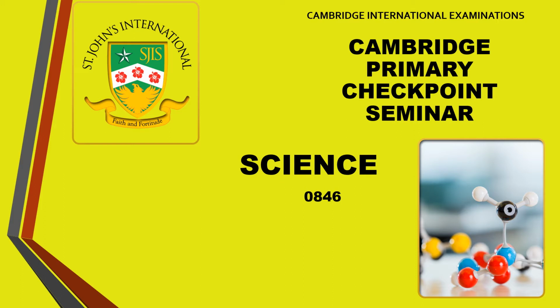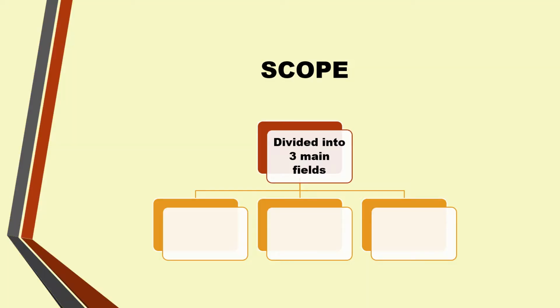Through this video, I'm going to share some information about Cambridge Primary Checkpoint for the subject Science. The code for this paper is 0846. The scope of questions for this paper can be divided into three main fields. Students will be questioned on chemistry topics, physics topics, as well as biology topics.